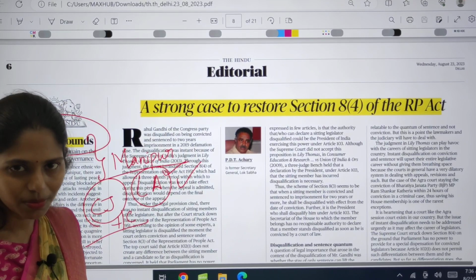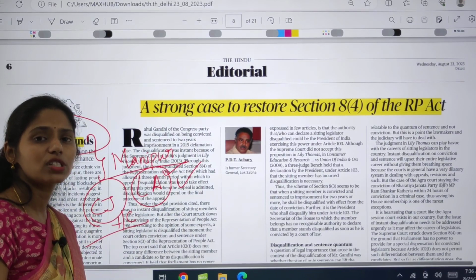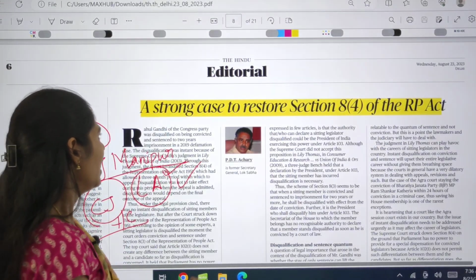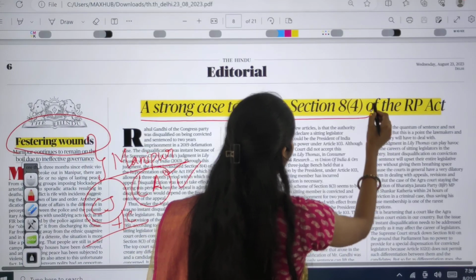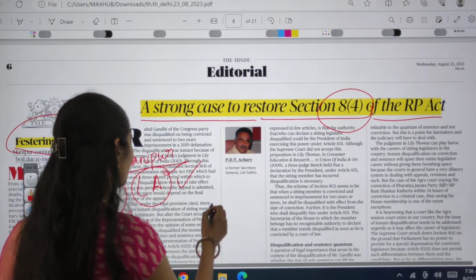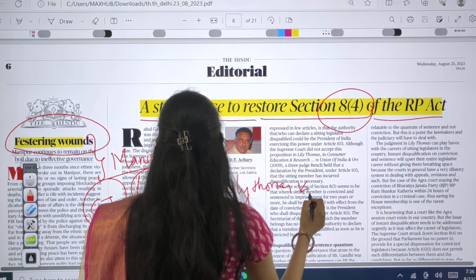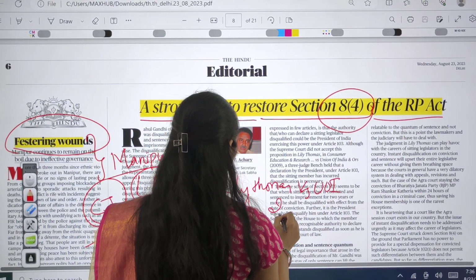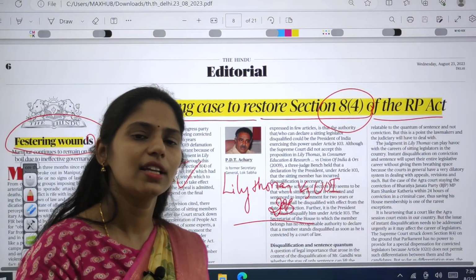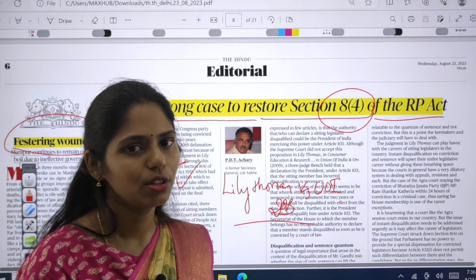Already we studied the constitutional provisions relating to the legislative assembly in yesterday's lecture. If you have not watched yesterday's lecture, please watch it so that you will get great insights regarding this topic. And the next topic is a strong case to restore Section 8(4) of the RP Act. Here you have to focus on one important judgment, that is Lily Thomas versus Union of India, 2013. In your Laxmikant, there is a separate topic regarding the Representation of the People Act of 1950 and 1951. Please open that topic and revise it.